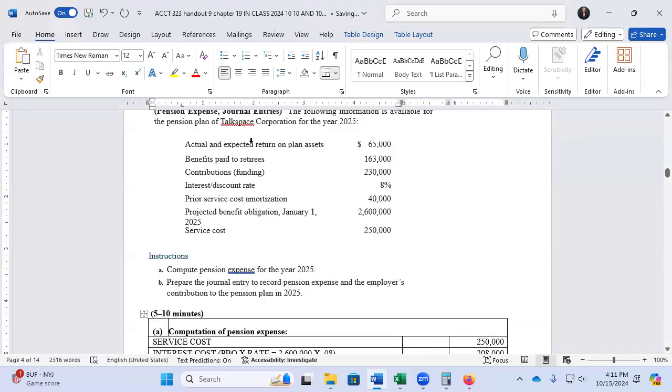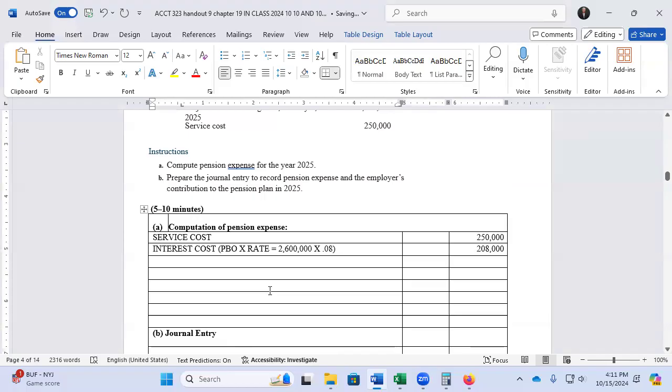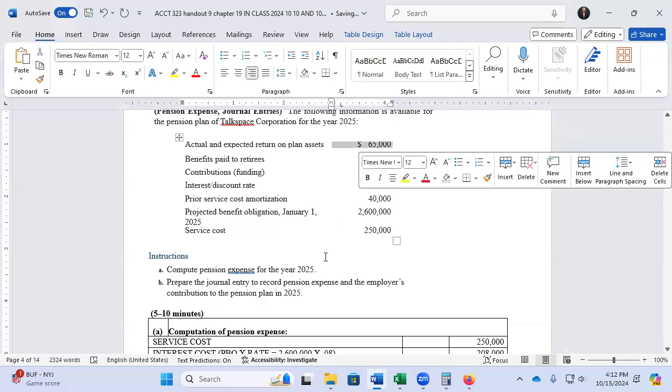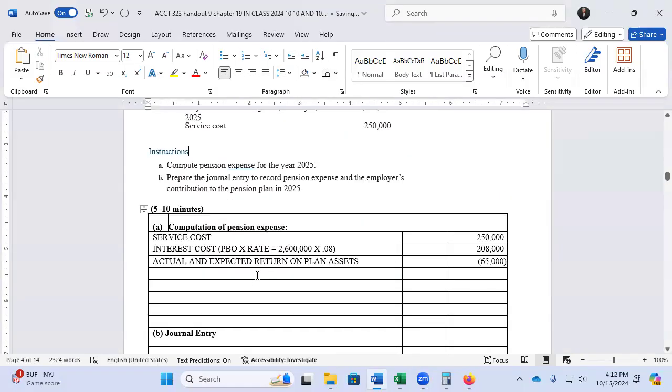Here we have actual and expected return on plan assets. And this one reduces the expense, so 65,000. And that figure hopefully printed out okay on yours, a little cut off on mine, but that's there. I didn't make the boxes the right size for the text.